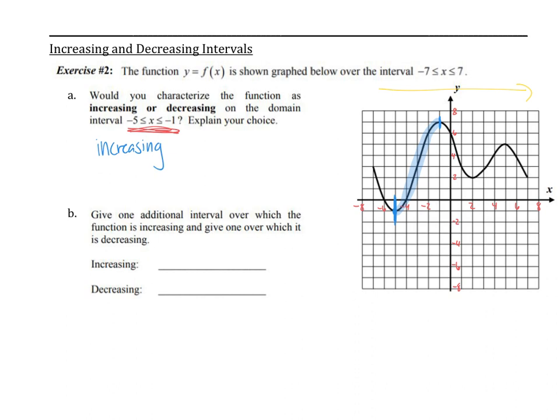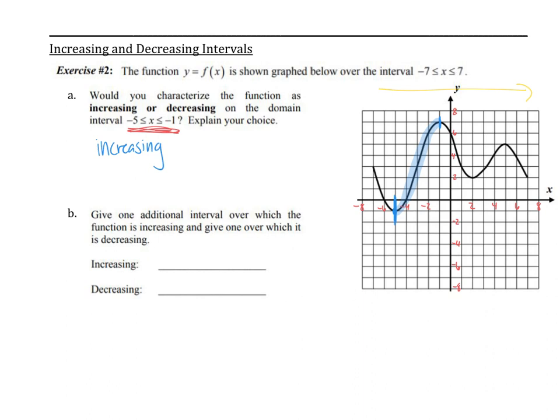Right? And the reason why is because that graph is going up. Think of a roller coaster, kind of. It's increasing from left to right. So make sure you explain your choice there. I kind of explained it verbally. Make sure you explain it in writing. I will be checking for that.